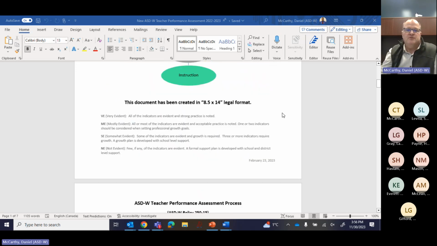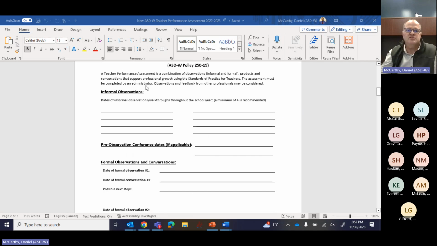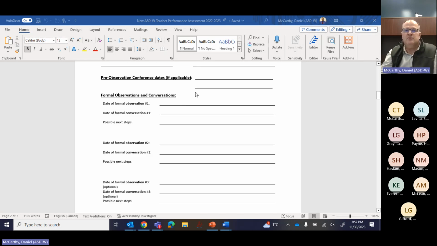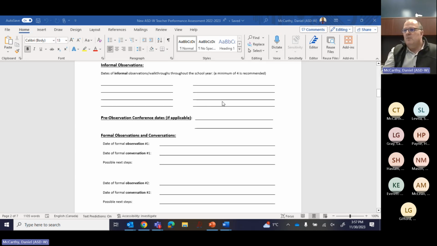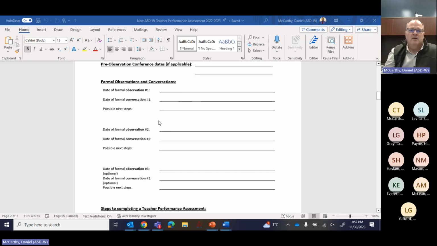So this is your form, and this should be your informal walkthroughs, this section right here, and the dates and times of your informal walkthroughs. There should be a pre-observation conference, and there should be discussions after walkthroughs, and that can be via email or just a short, brief discussion, catching somebody in the hallway or at your prep. It shouldn't be very long. After a 10-minute walkthrough, you shouldn't spend 20 minutes talking about it, but you should have some sort of feedback. The formal observation, you should be doing two of them.